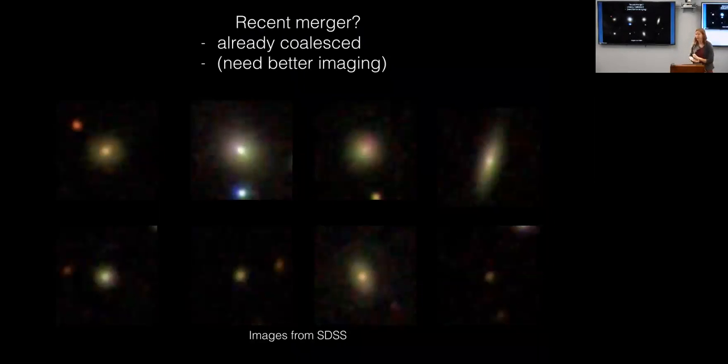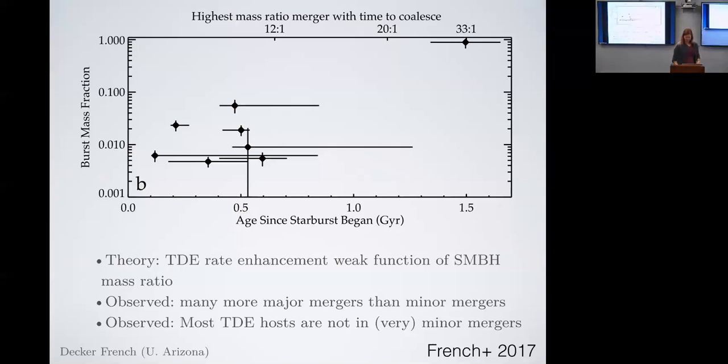All right, so the other possibility relates to if they're recently post-merger. And these are the images from Sloan of the 8 host galaxies. And it's really hard to tell if they're post-merger, right? Are there merger signatures? Are there like shells? It's really, really hard to tell from the Sloan images. Like this one is kind of barely even there.